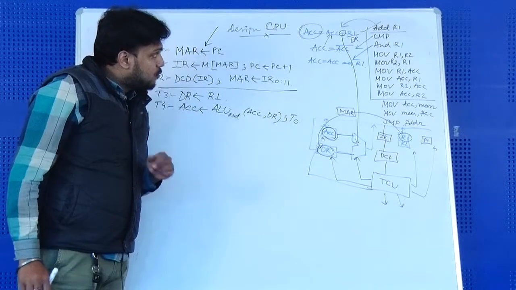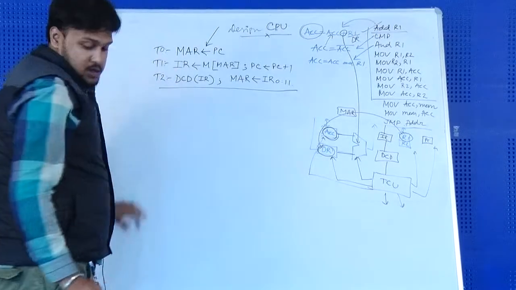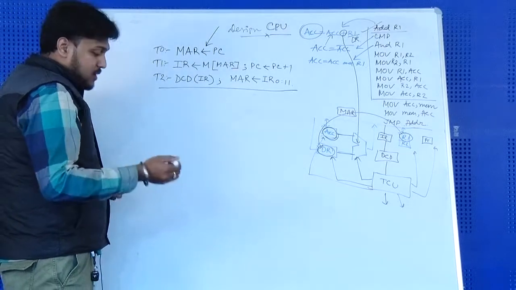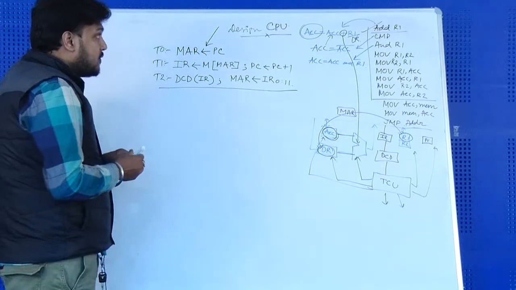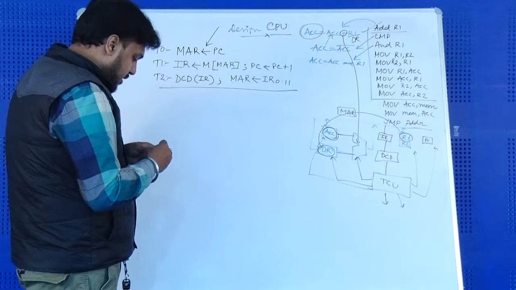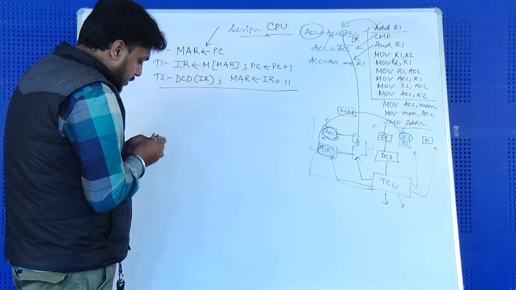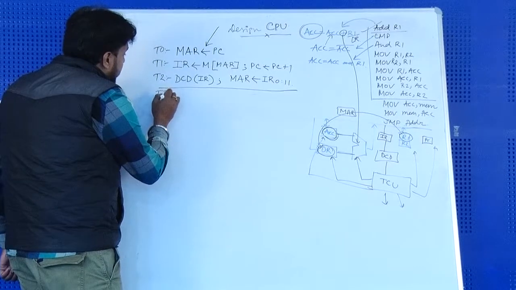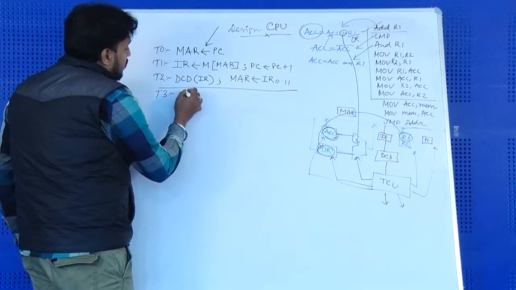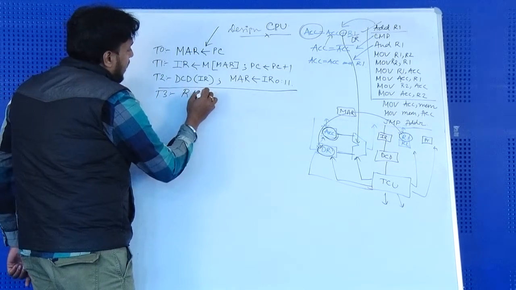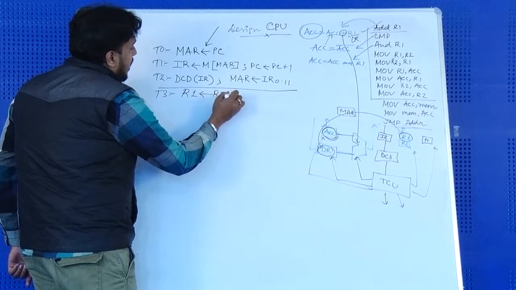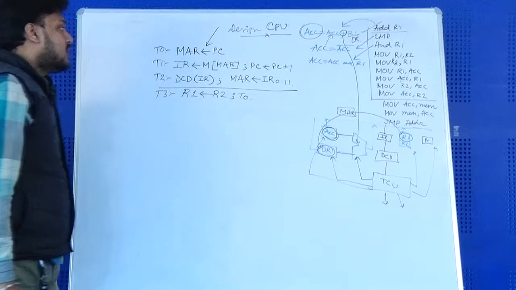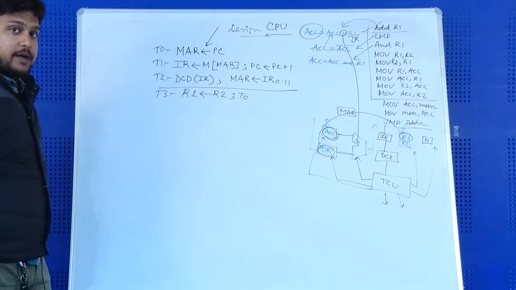Then comes the move operation. Let us see what will happen in case of move. It is move R1 comma R2. Move R1 comma R2 is a very simple operation. For this particular operation, what you have to do, during machine state T3, we have to copy the value of R2 to R1 and we have to initiate the machine state T0, fine.